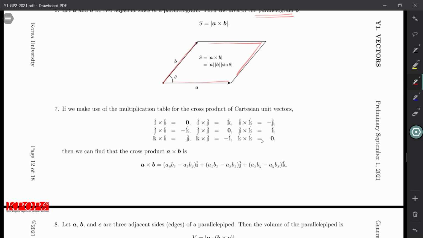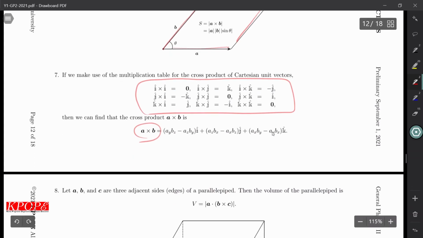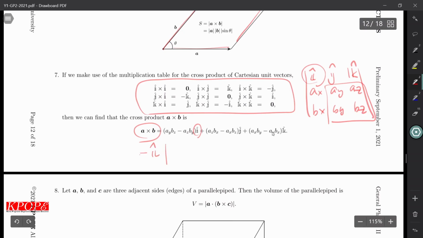Next, by making use of this multiplication table, we can simplify the expression for the cross product of the two vectors expressed in terms of Cartesian coordinates. The result is, we shall find that it is expressed in terms of a determinant: i, j, k, ax, ay, az, bx, by, bz. So for the i component, we make a determinant of this: i times ay, az, by, bz.